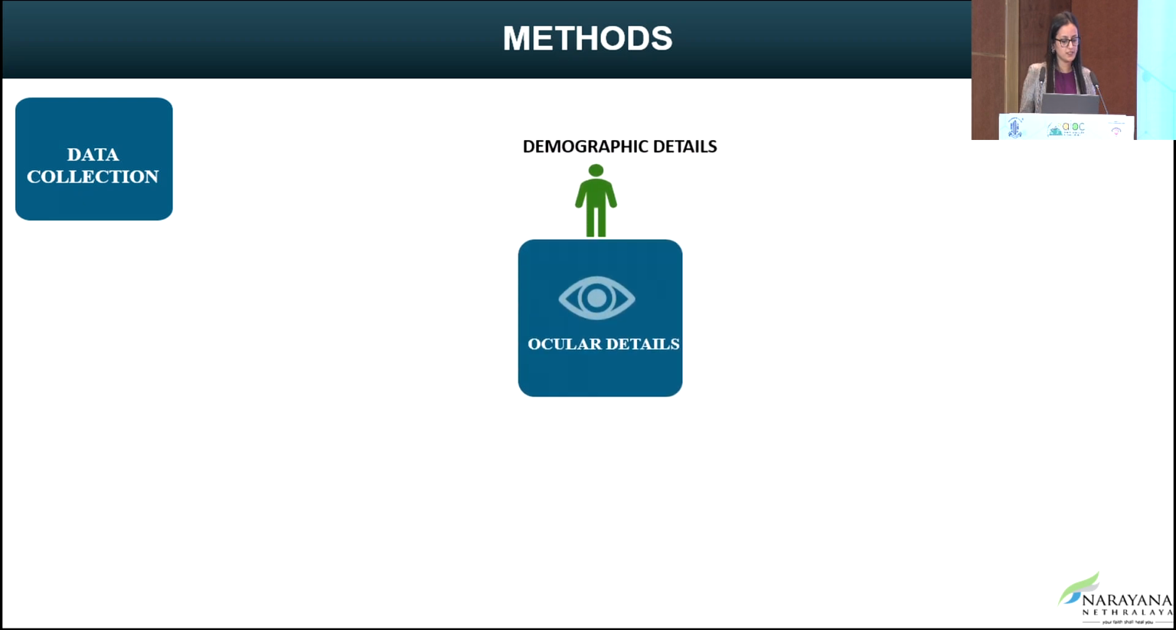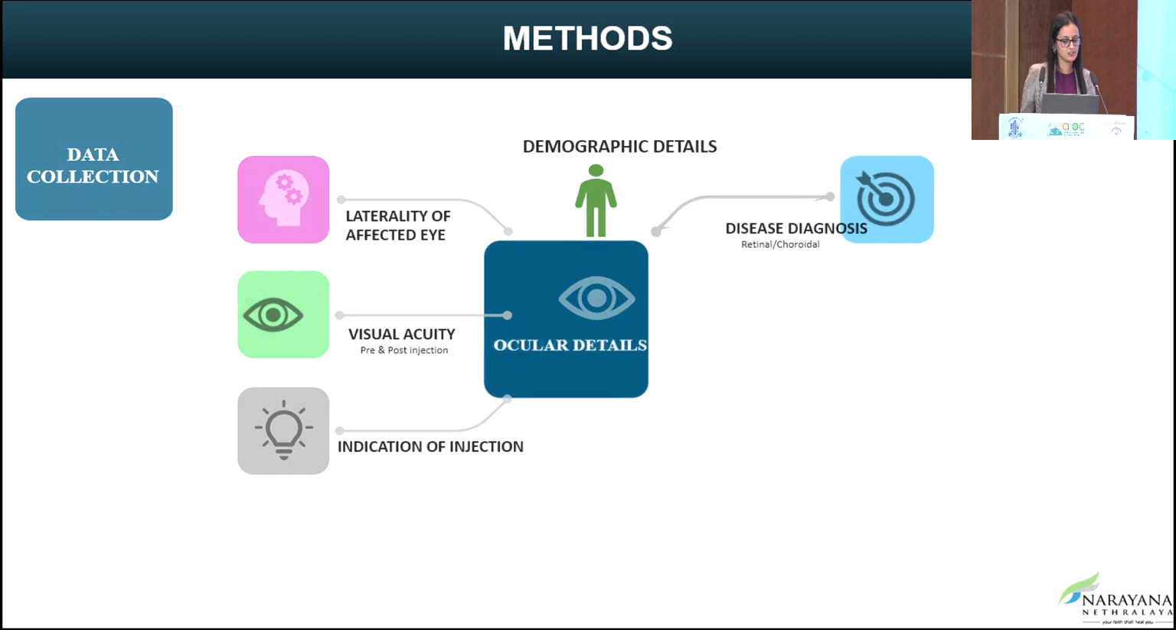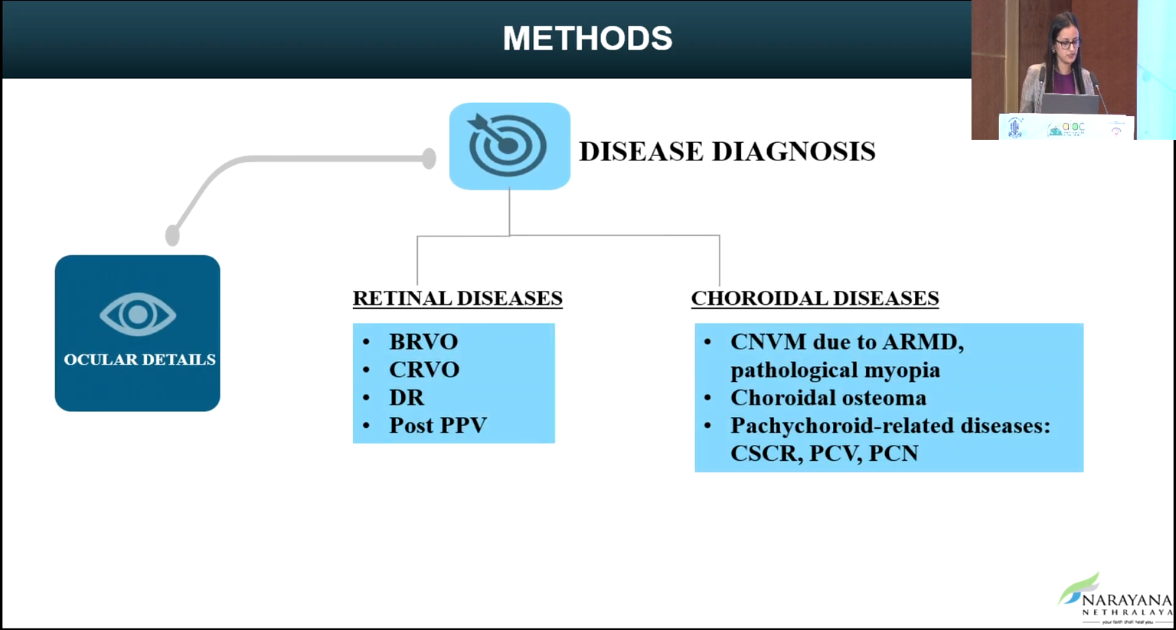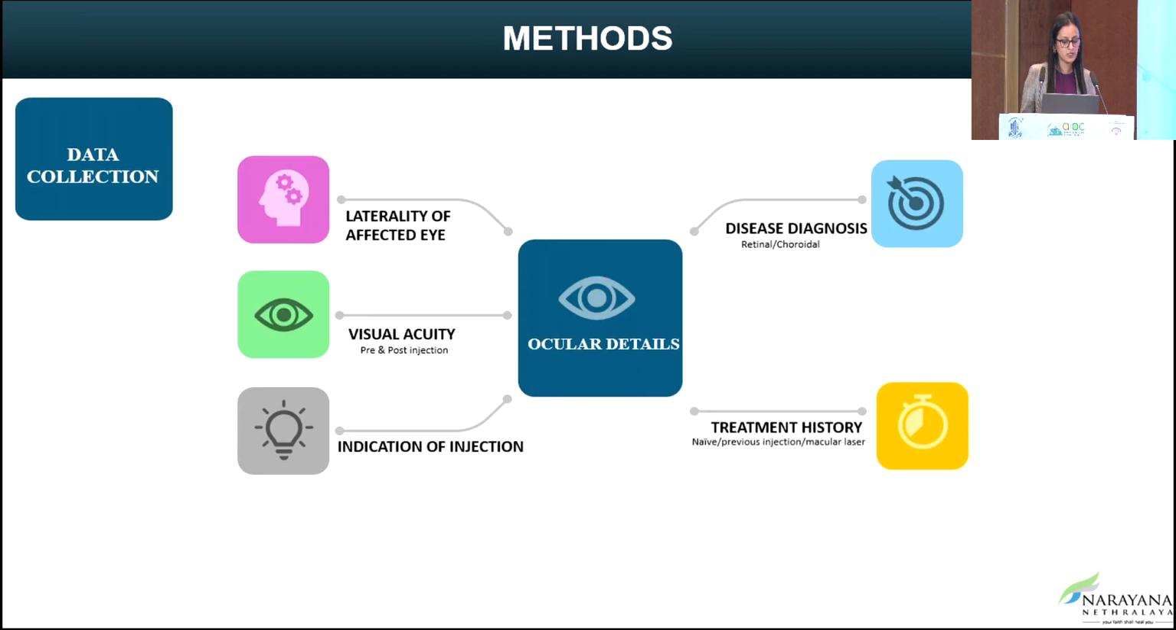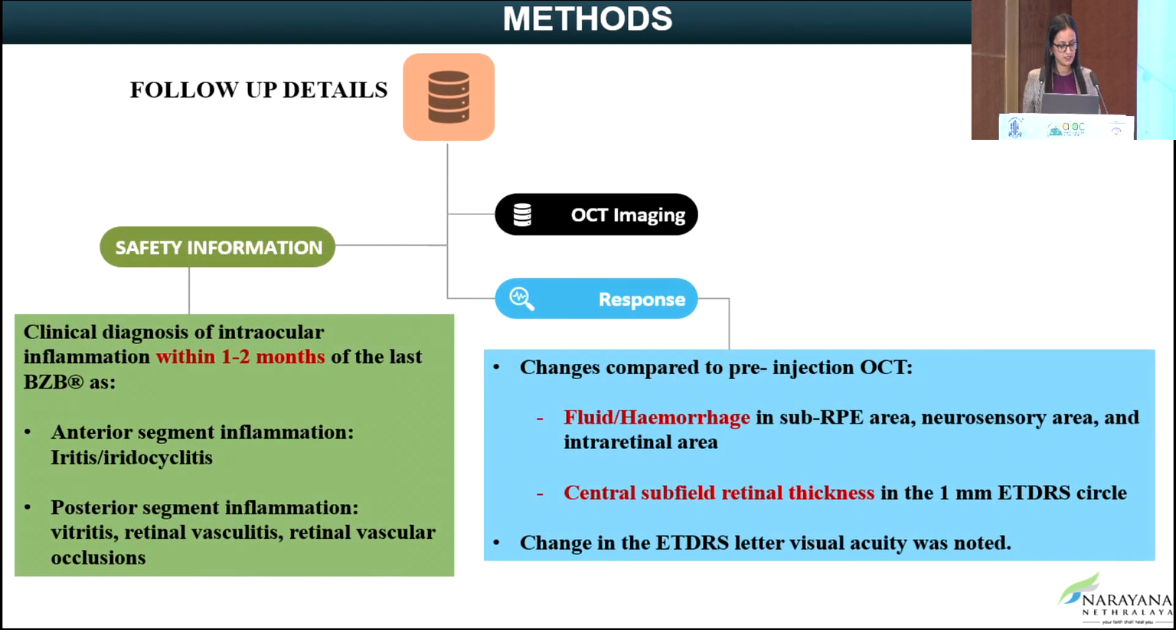The methods include the data collection of demographic details, the laterality of the eye, visual acuity pre and post injection, indication of injection, and disease diagnosis that included both on and off-label diseases like macular edema caused by vascular occlusion and DR and post-PPV, and choroidal diseases like CNVM caused due to ARMD or myopia, choroidal osteoma, and pachychoroid-related diseases. Also, the treatment history was seen, whether the patient was treatment naive or treatment switch, and follow-up details were seen with the visual acuity in ETDRS letters and the OCT that included central subfield retinal thickness and the fluid and hemorrhage conditions.